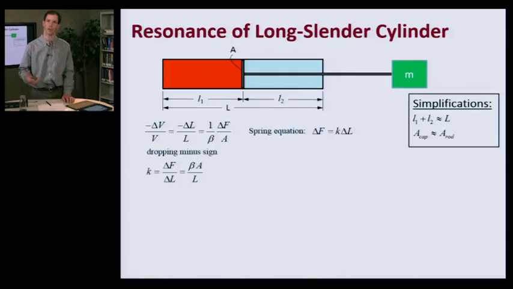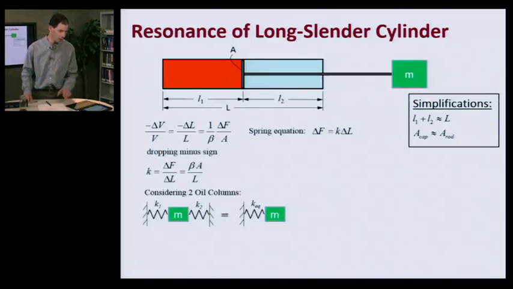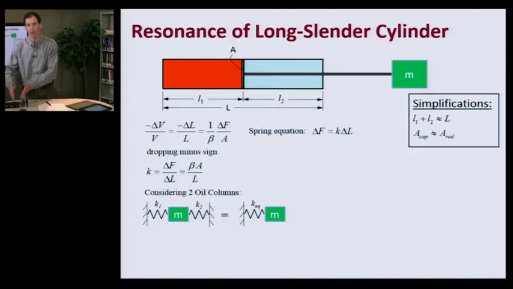So I'll solve for K, and this will just be delta F over delta L, and this is now the bulk modulus times the area divided by the length. Notice that I did remove my negative sign here because, again, it's an arbitrary decision of what direction is a positive delta L. So I'm removing that right now because it'll end up under a square root. Now I'm going to consider that I've got this compressible oil on one side of the piston hub and also on the other side of the piston hub.